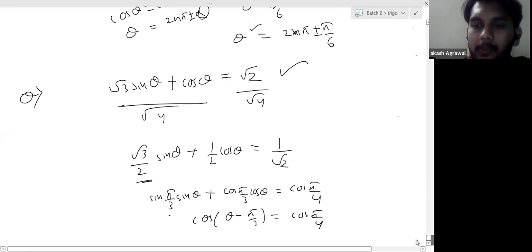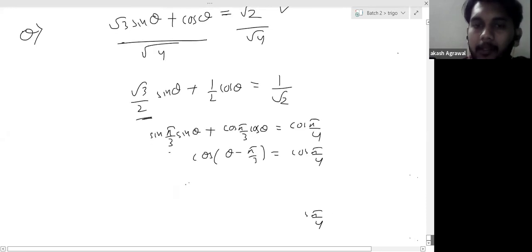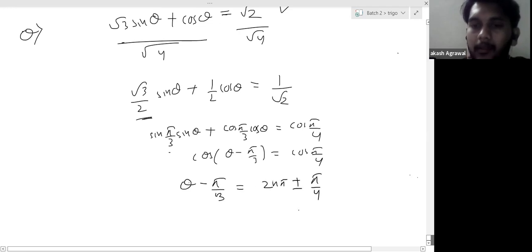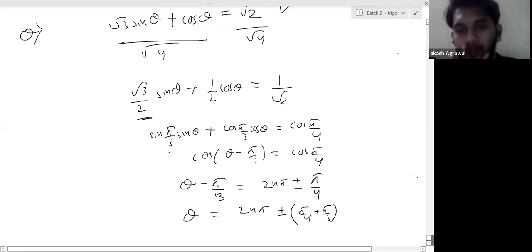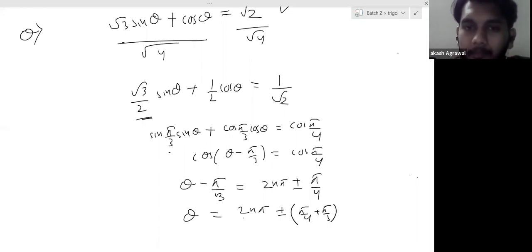So if cos of some angle is equal to cos of another angle, then the general solution is theta minus pi by 3 equals 2n pi plus minus alpha. All right. So theta will be 2n pi plus minus pi by 4 plus pi by 3. By this, you'll get the answer. All right. This is clear. All right, note it down. Yes, sir.